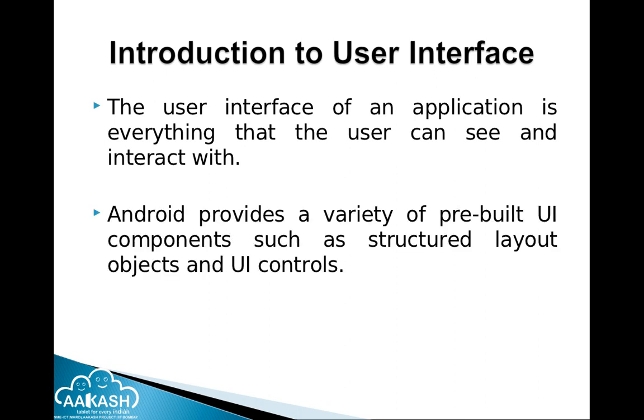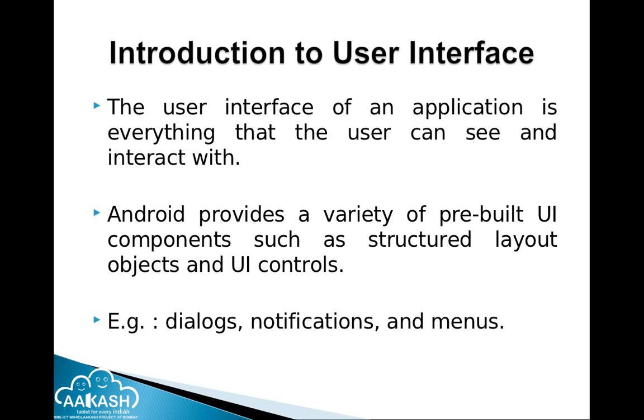There are various pre-built components in Android such as layout that are used to provide a uniform look and feel in the application. There are also few UI controls, for example buttons, text boxes, radio buttons, checkboxes, etc. that are mainly used in forms that we fill on websites. Also, dialogues, notification and menus are also few examples of predefined components in Android.